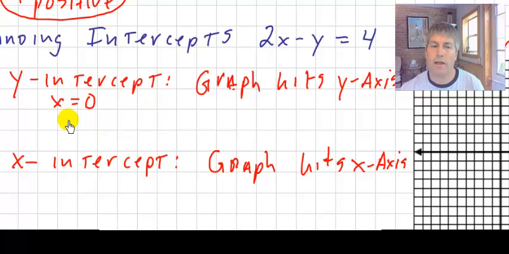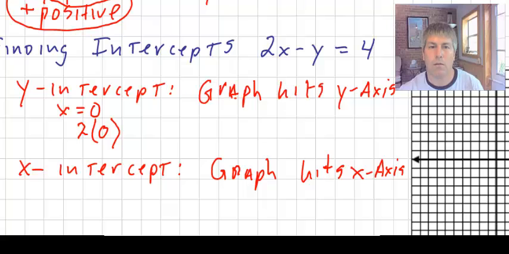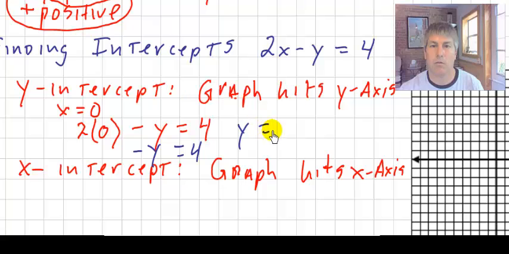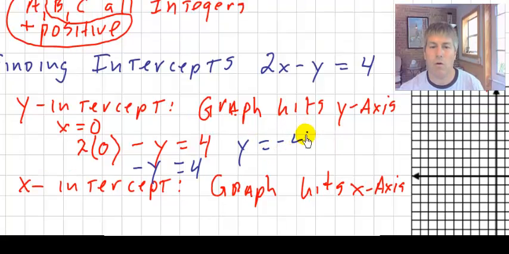So to find the y-intercept, it's very simple. We can substitute 0 in for x to solve for y. So we put 0 in. So minus y equals 4. And now we can go ahead and solve for y. So negative y equals 4. So that must mean y equals -4.